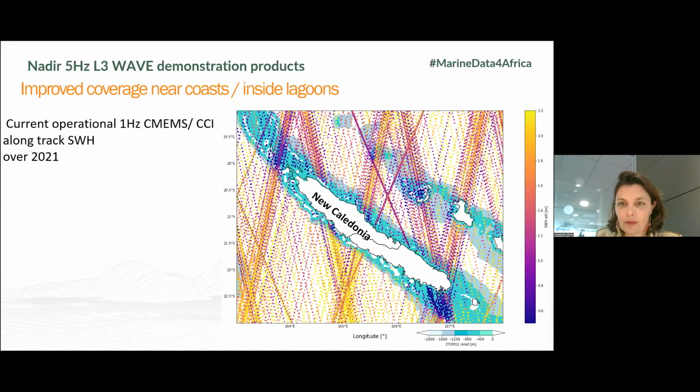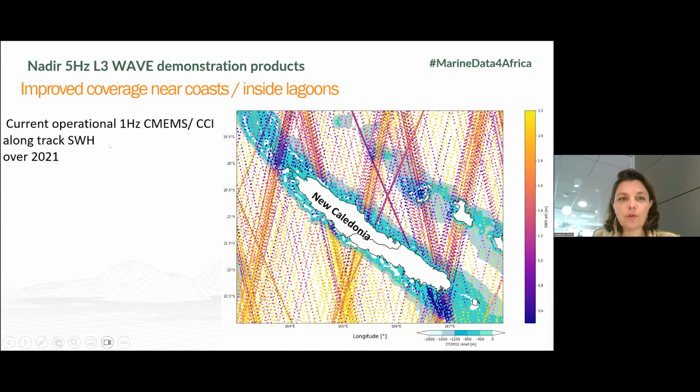This was just another example of where the satellite can observe a long track. You can see this is, for instance, for 1 year of data. The color here represents the significant wave height, so the height of the waves. When it's yellow, it means that the waves are strong. And when it's blue, it means that it's very small. So here you can see that inside the lagoon, the waves are generally very small, whereas they are higher in the open ocean.